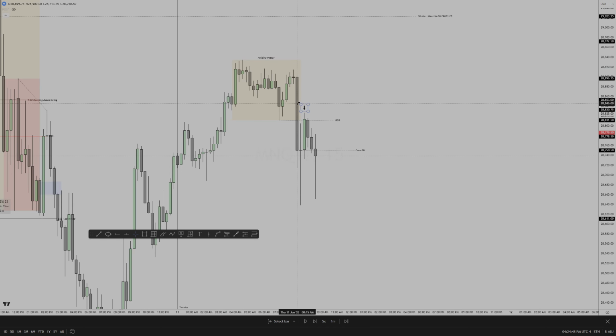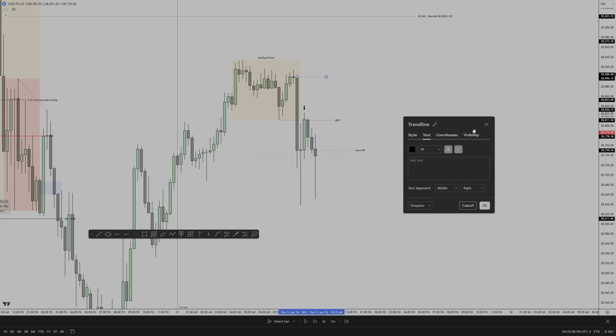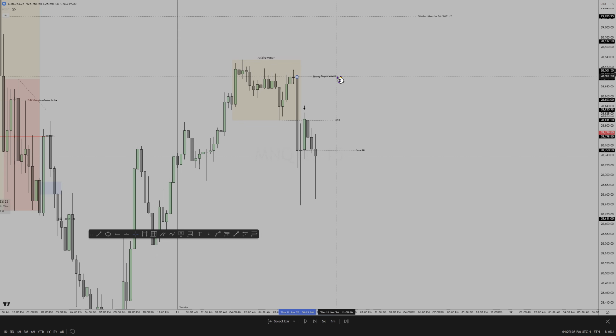And when price was sitting inside that holding pattern, it broke out of that range very strongly here within this candle at 8:15. So when I saw this leg of displacement, I'm just going to title it strong displacement. I sense that there is a forthcoming of bearishness within the marketplace.